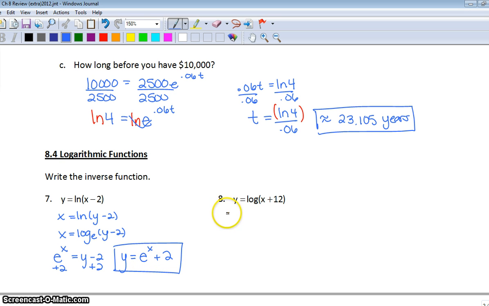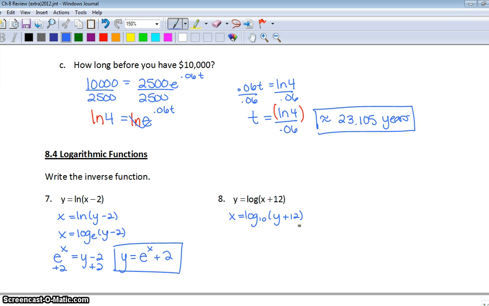So we look at number 8. I've got y equals log of x plus 12. Anytime you're given a log like this that does not have a base number, remember that's the common log and it has a base of 10. So we switch our x and y. I'm going to write log base 10, so remember that that number there is 10, y plus 12. So I've got it in log form. I've switched my x and y.